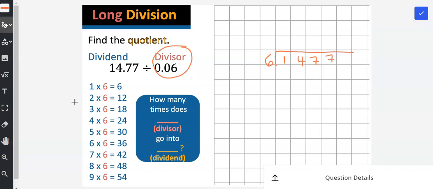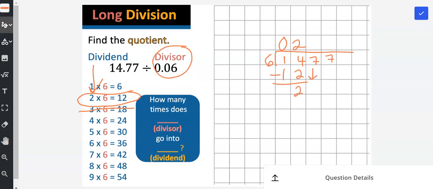So I asked myself, how many times does 6 go into 1? Well, 6 is larger than 1, so I'm going to place a 0 above that. Then I focus on the 14. How many times does 6 go into 14? Well, 18 is too much, so I need to use 2 of the 6's. So I place a 2 here. 2 times 6 is 12. And then I subtract. 14 minus 12 is 2.